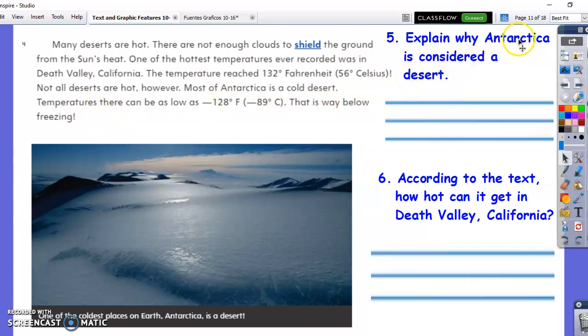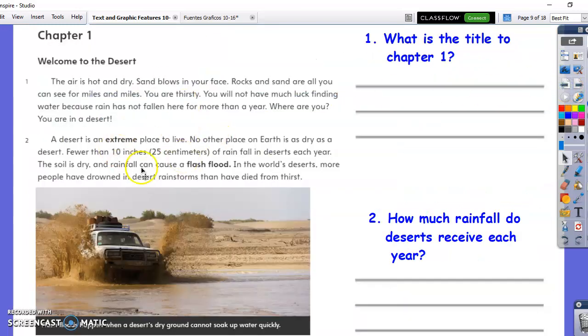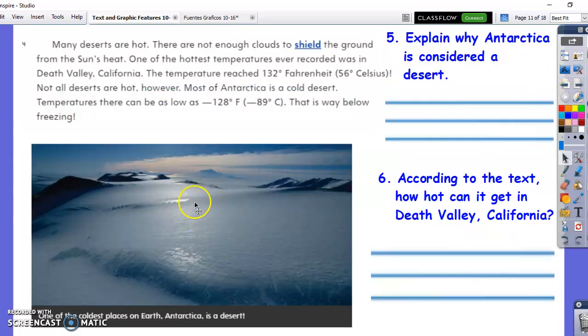So, explain why Antarctica is considered a desert, but that really comes in this other question, on this other page. It must not receive rainfall. Although it seems strange because it's a big block of ice, we are looking at water. It's just frozen water. There's no new rain or snowfall there.